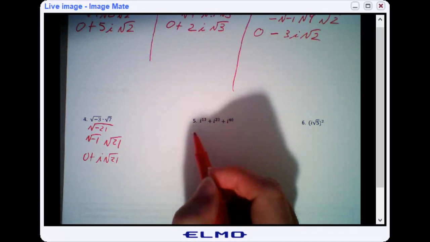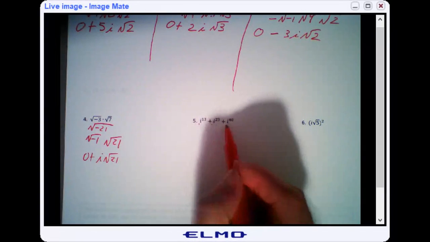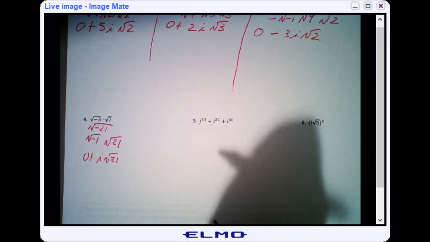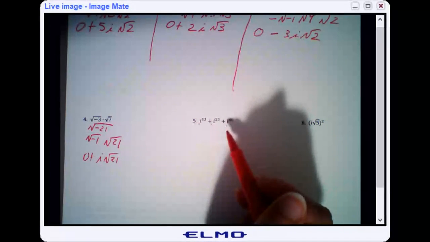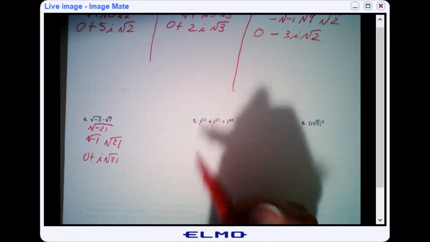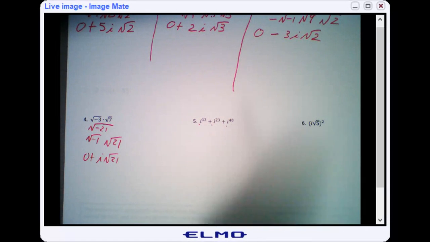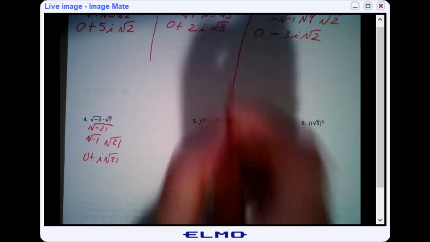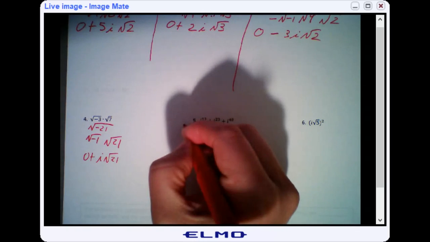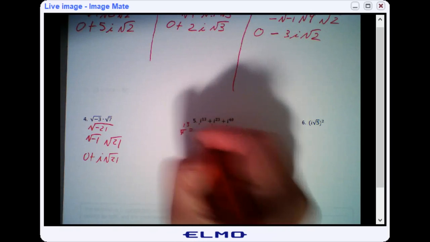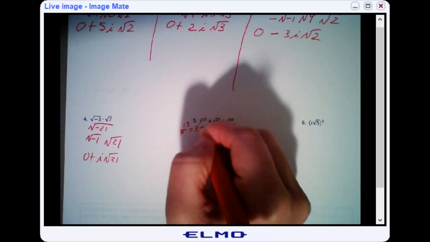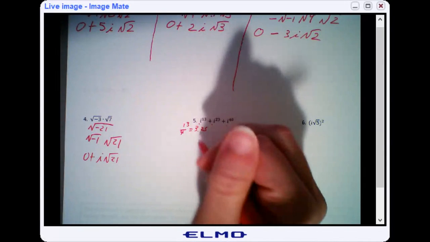For problem 5, when I'm adding these i's together, I want to simplify them first to see what I can combine. Right now, there's nothing that I can combine. So I'm going to take 13 and divide by 4. When I do that, we're going to get 3.25.